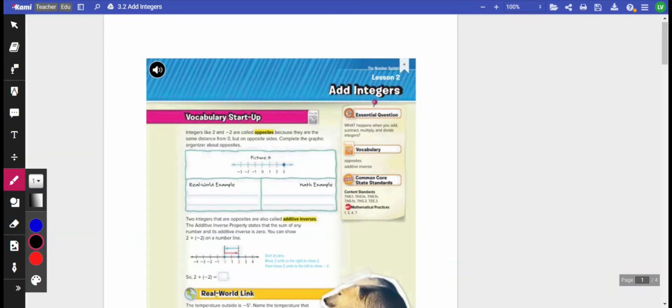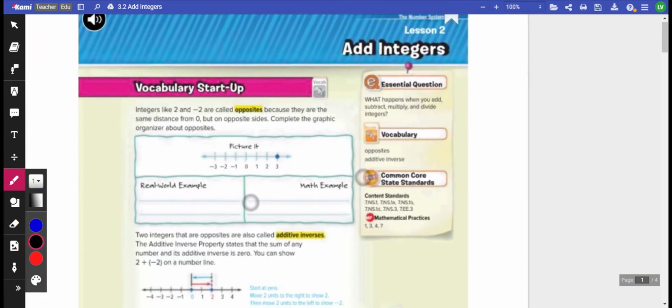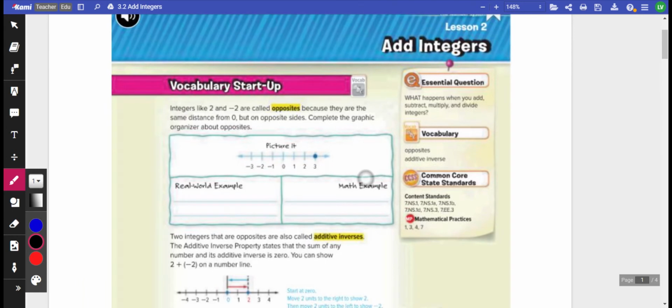Chapter 3, Lesson 2, Add Integers. Vocabulary Startup. Integers like 2 and -2 are called opposites because they are the same distance from 0, but on opposite sides. We're going to complete the graphic organizers about opposites.